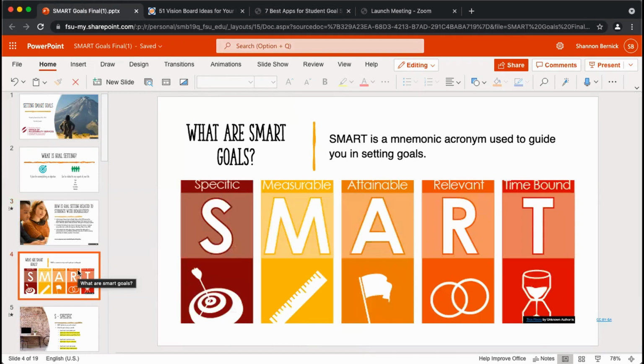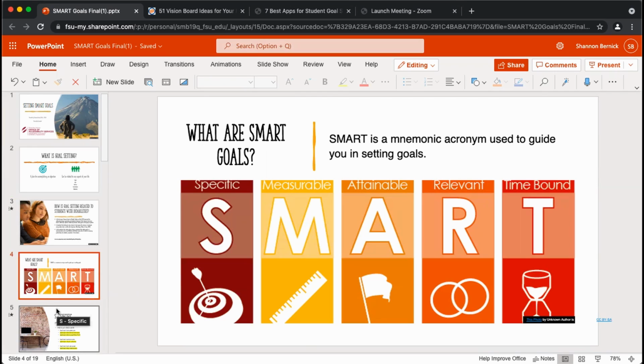As I mentioned, we're going to be talking about the SMART method of goal setting today. And SMART is actually just a mnemonic acronym that's used to guide you in setting goals. The S stands for specific, the M for measurable, the A for attainable. Sometimes you'll also hear the word achievable used interchangeably here. R for relevant. Oftentimes people will replace relevant with realistic as well. And then also T for time bound or timely.